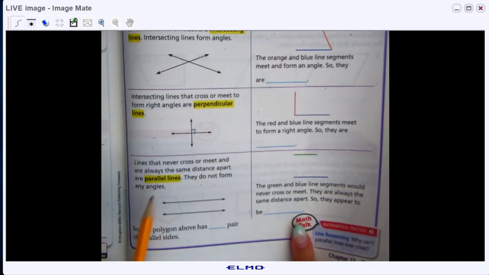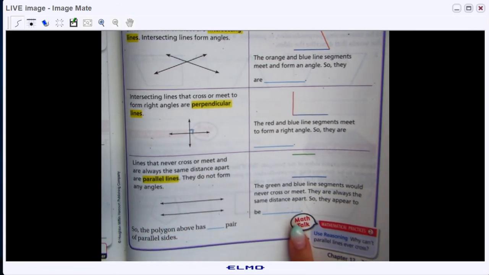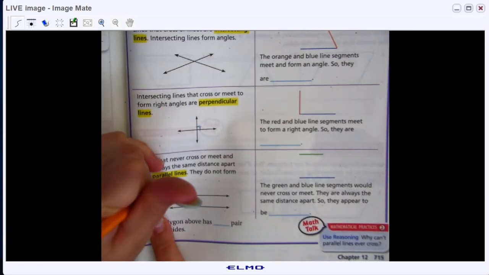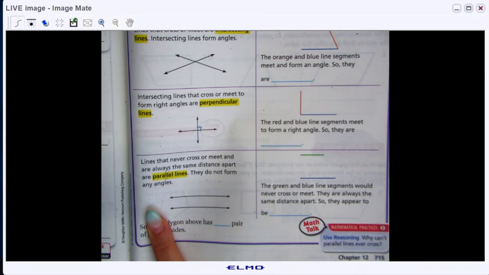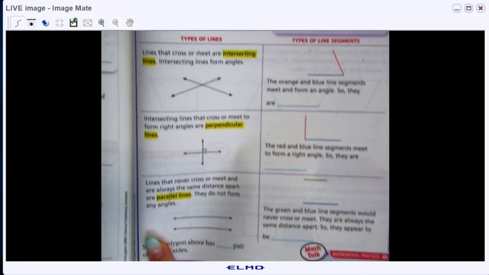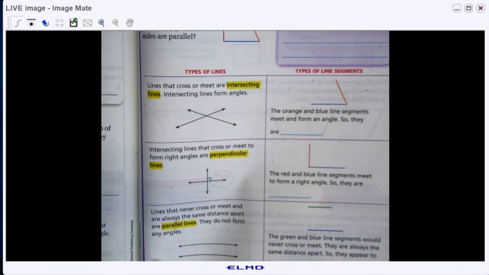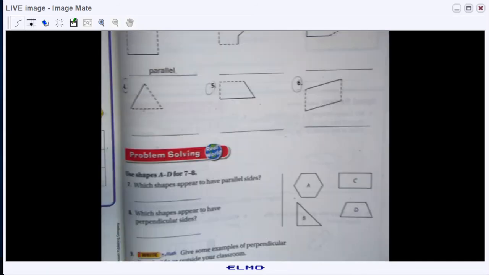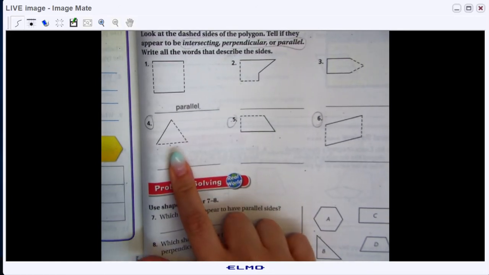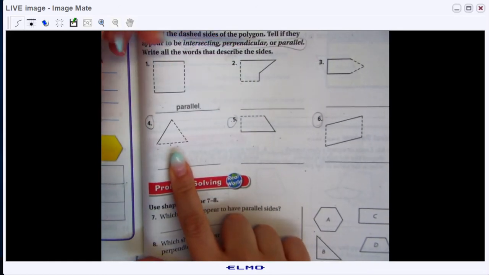And lastly, we have parallel lines. They do not form any angles, and they never cross or meet. So they just keep going and going and never touch. Remember that trick I showed you, the LL in parallel? That actually gives you an example of what parallel looks like. So if you need help, go back and refer to this. But I'm going to go back to the questions that we were on. We're going to take a look at these dotted lines, and we're going to make a decision whether it's intersecting, perpendicular, or parallel.